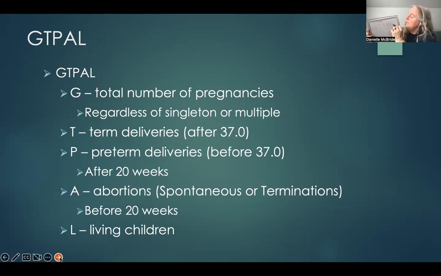L is our living children. So if you have twins, this is where we pick up the twin. If she's pregnant for the first time, she's a G1, and then she delivers twins at 35 weeks. That's not term, so that's a 0, but it is preterm, so that's 1 delivery at 35 weeks, no abortions, living children 2, because she had twins.